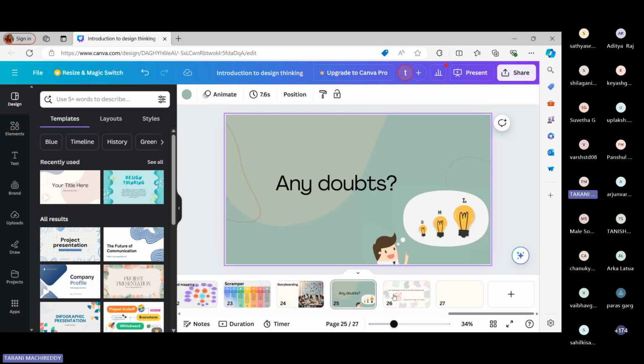Someone asked, how is user research different from user empathy? User empathy is where we go to users and ask about their problems before making a product. Whereas in user research, we go to the customers and ask about our products after making our product. So, did you understand the difference between user research and user empathy?